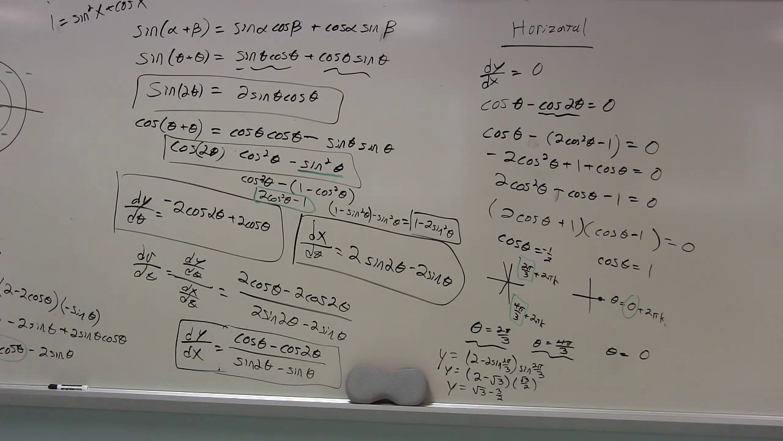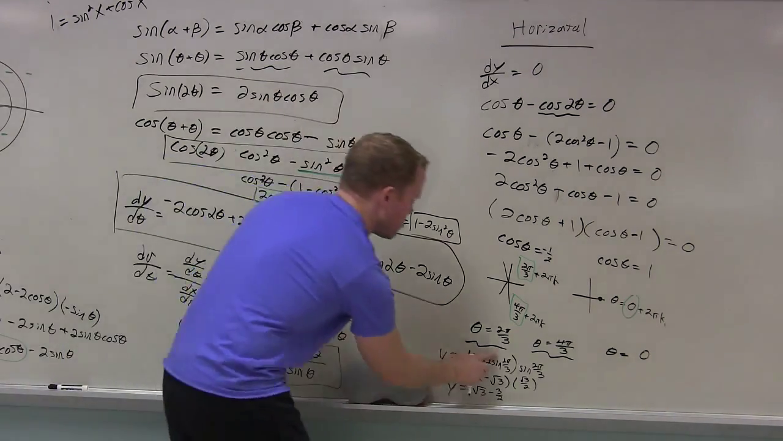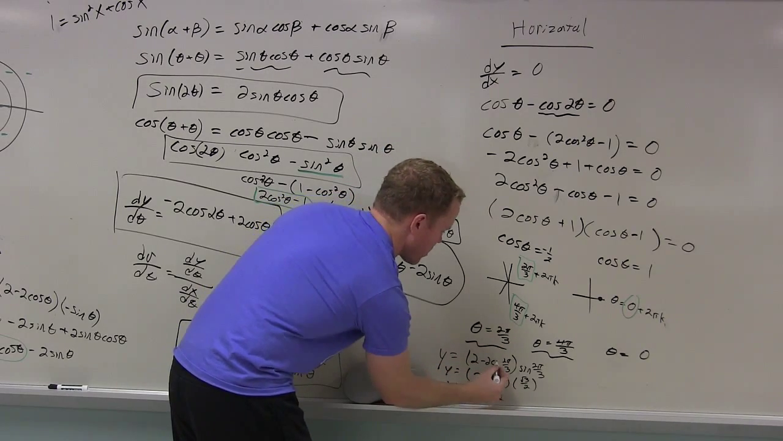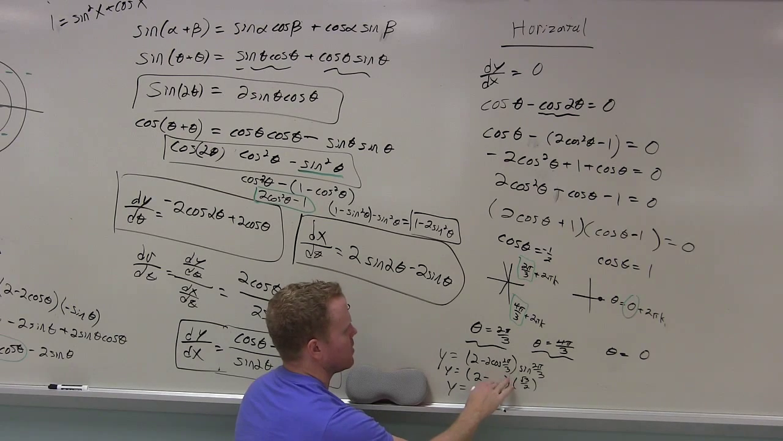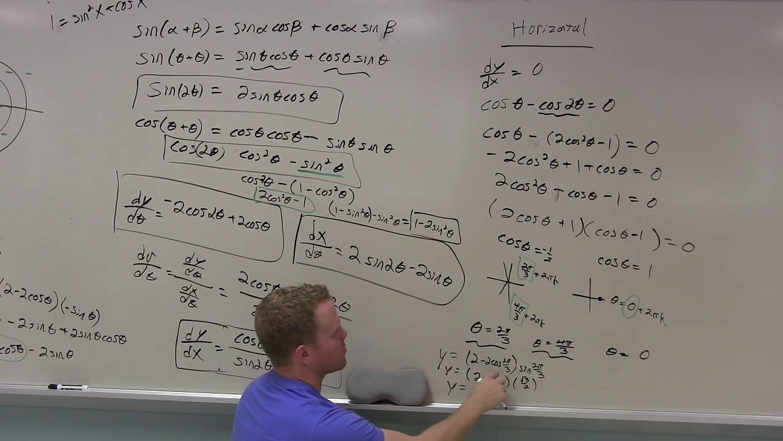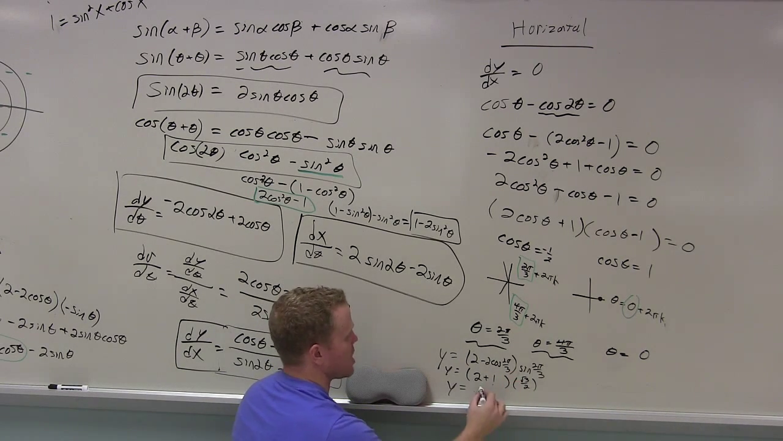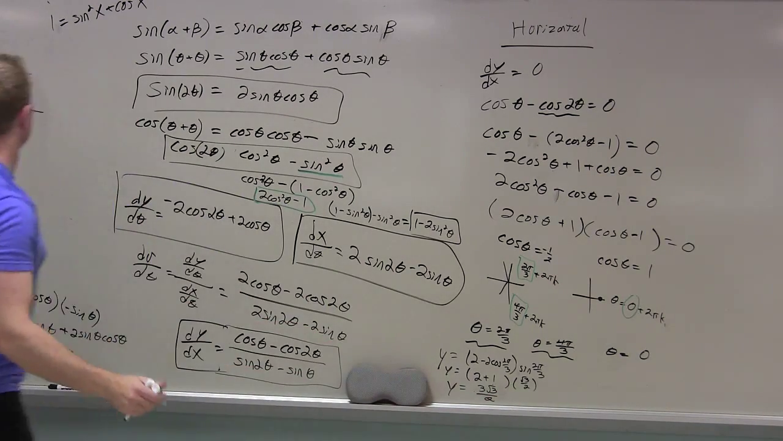When you plugged into r, you should use cosine, not sine. Oh, I just wrote a sine here. This should be a cosine. Sorry, I didn't catch that. That's okay. So cosine of 2 pi over 3 is actually negative a half. So this is negative 2 times negative a half, which is going to turn into plus 1. So we just get 3 root 3 over 2.